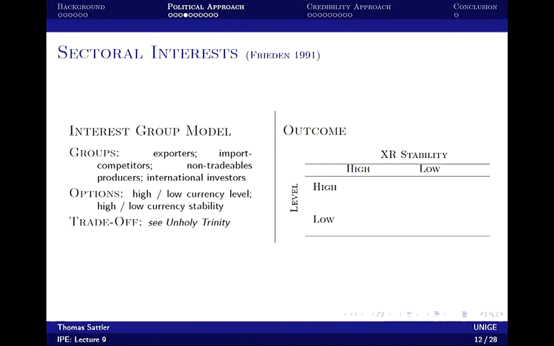What about the importers, or those who compete against imports? What do they want, and why?